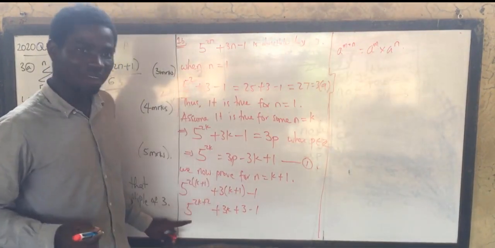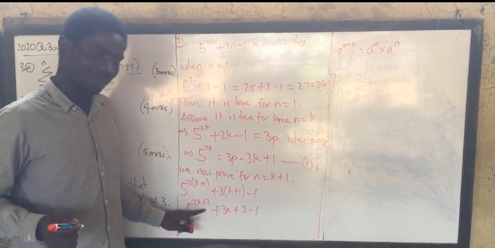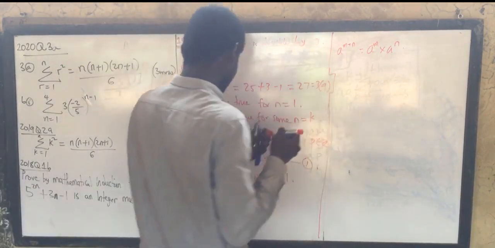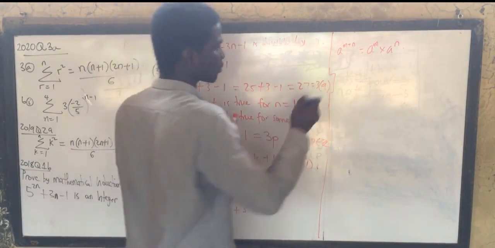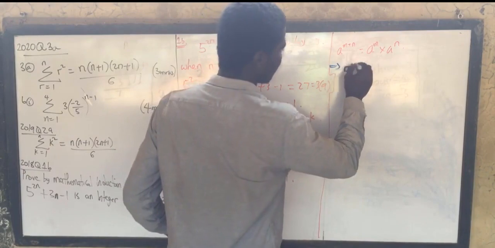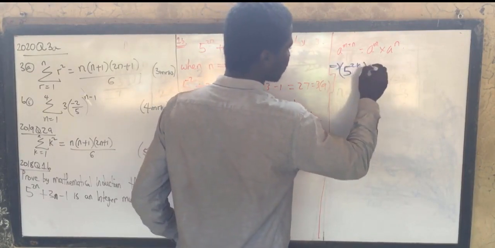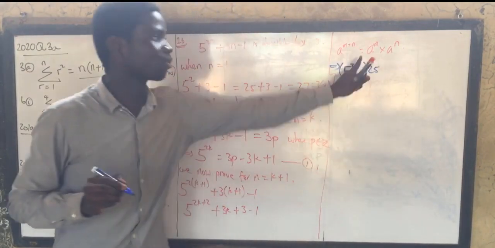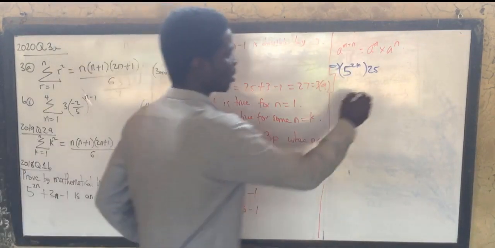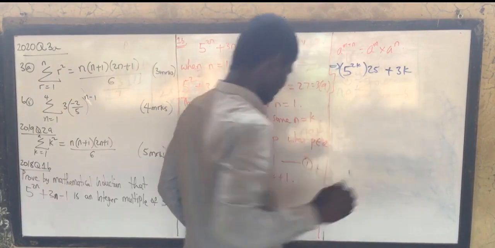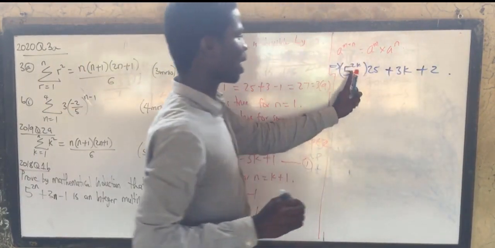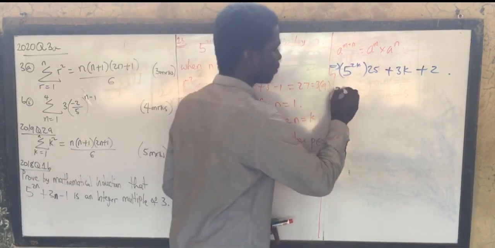The same thing happened here. 5 raised to power 2k multiplied by 5 raised to power 2, and 5 raised to power 2 is 25 from the law of indices. This bracket means multiplication. So plus, then I have plus 3k. 3 minus 1 is 2, that is plus 2. So this is 25.